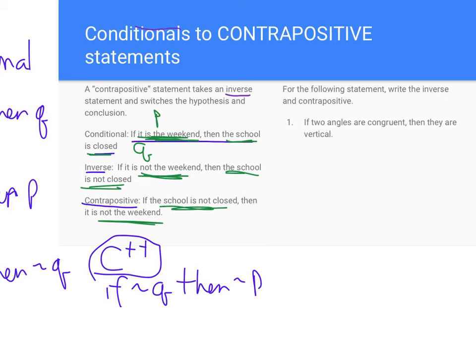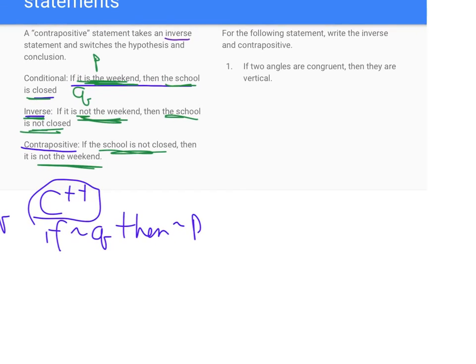Okay? So I'm doing two things here. Inverse, use not a couple times. Contrapositive, flip it. So on this side, I'll keep that accessible so you can see it.